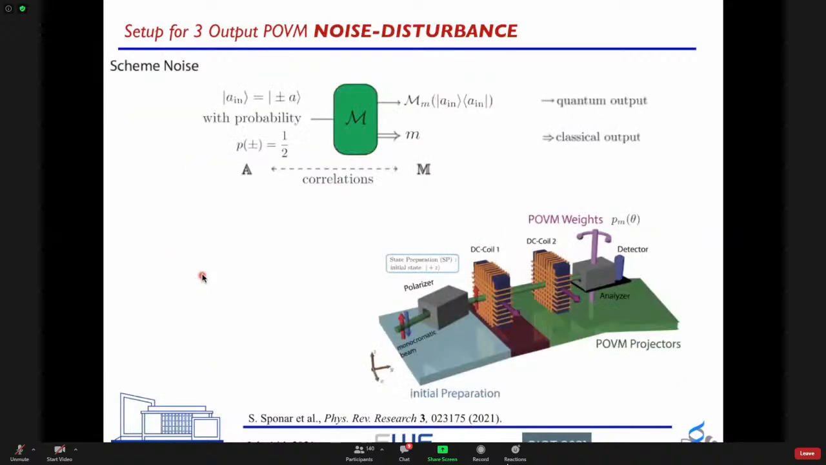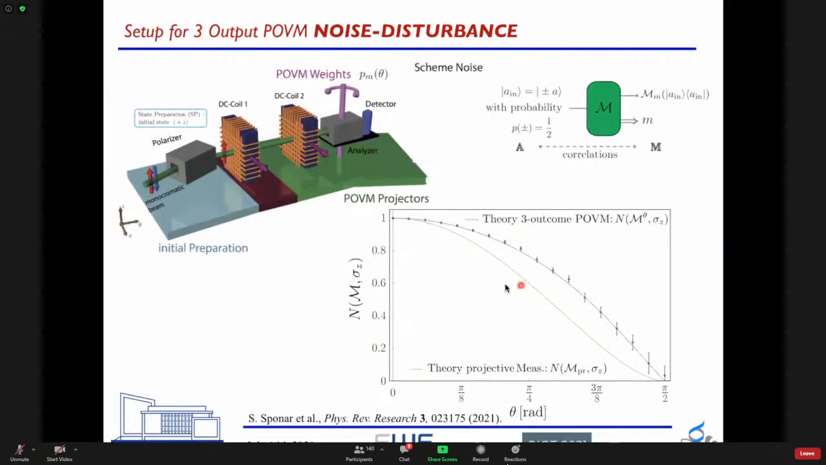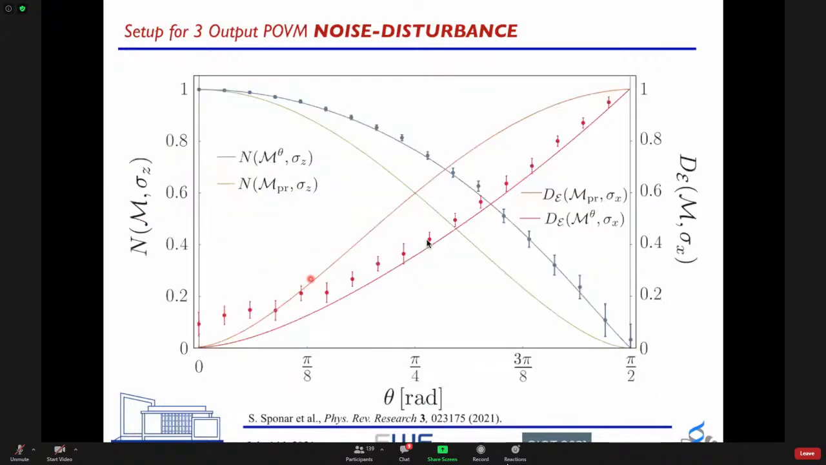Again, the setup is not very different. And this is what we get for the noise. So again, we compare now our 3-output POVM to the projective measurement. Well, as before, the noise, which is the information theoretic counterpart to the error, is larger in the case of POVM compared to projective measurements. But if you combine this with the disturbance, you may already get an idea. So even though the error of the POVM measurement is larger, the disturbance is reduced even more strongly.